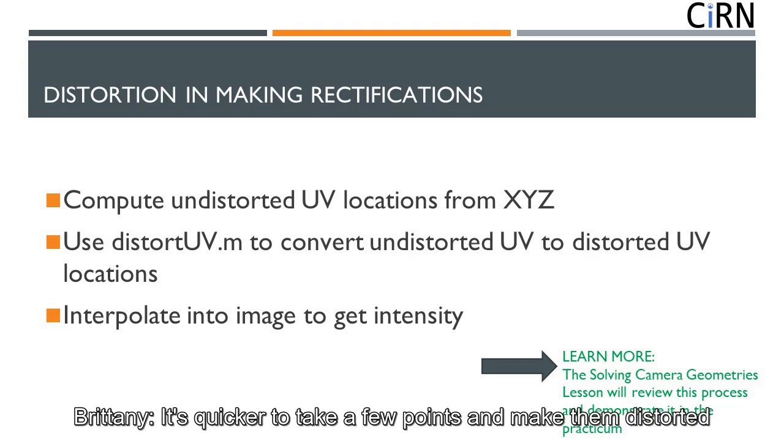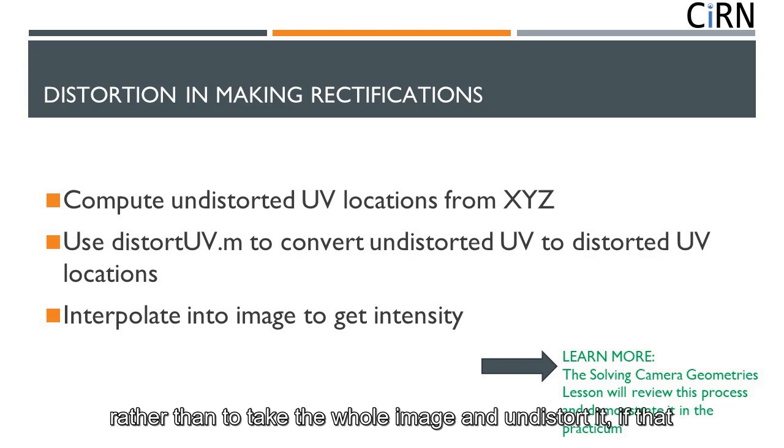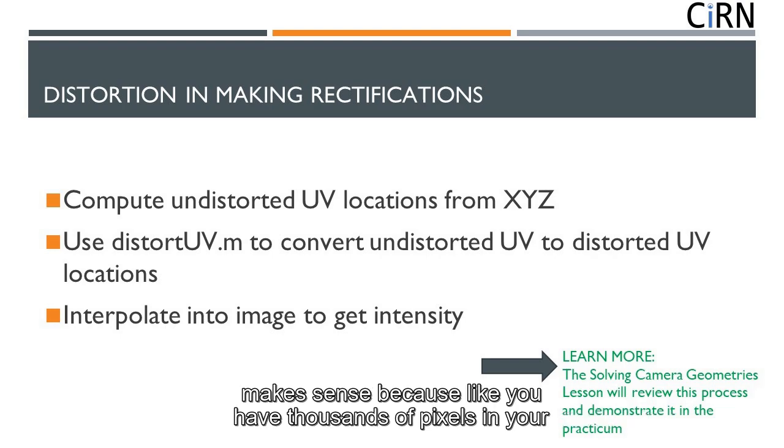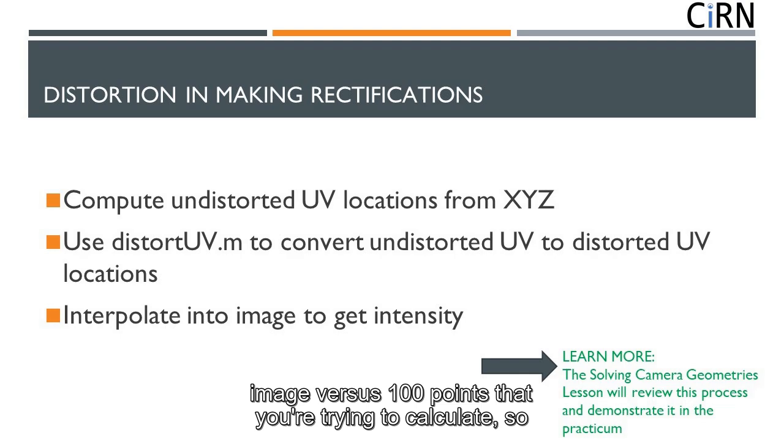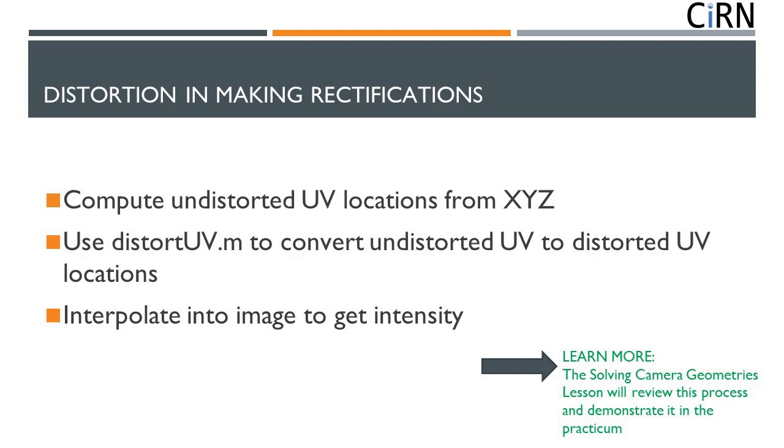It's quicker to take a few points and make them distorted rather than to take the whole image and undistort it, if that makes sense. Because you have thousands of pixels in your image versus 100 points that you're trying to calculate. So it's just easier to go that way.